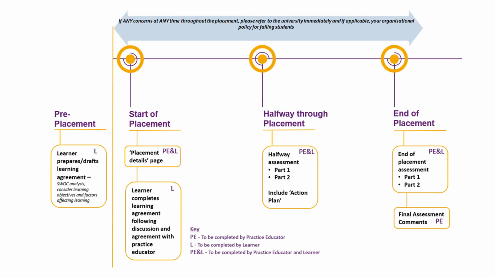This timeline features in the form. It's a quick guide to highlight what needs to be completed, when and by who, with L indicating the learner and PE indicating the practice educator. You will see that this goes from before the placement starts right through to the end of the placement.